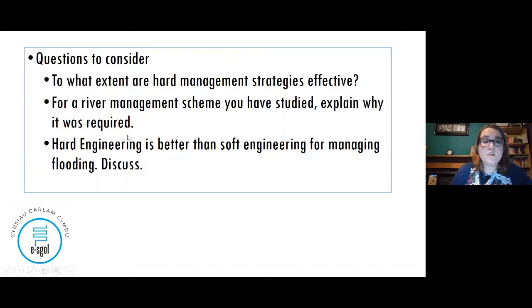Each school will have done their own case study. Boscastle is a commonly mentioned one, so you might want to talk about why that particular river management scheme was needed, what they did, and whether it was successful. You also could potentially get a question such as: hard engineering is better than soft engineering for managing flooding. Discuss. For each of these questions, particularly the top one and the third one, you're looking at the advantages and disadvantages of each of these engineering strategies. So you want to talk a little bit about each of them to answer the question.